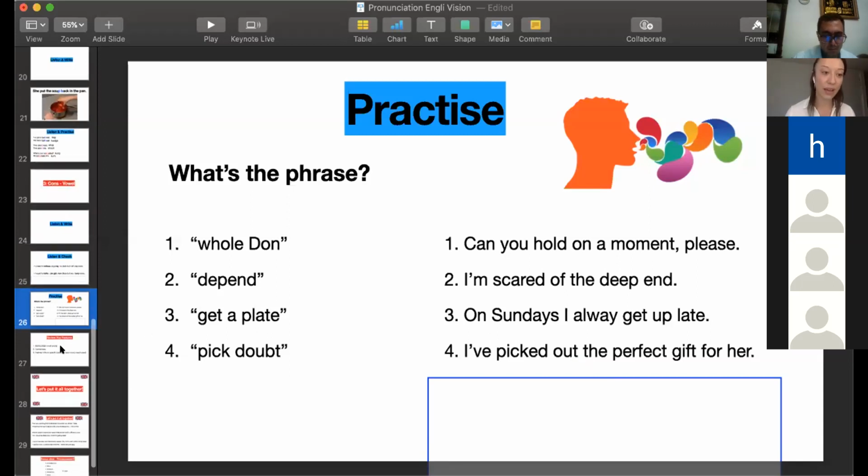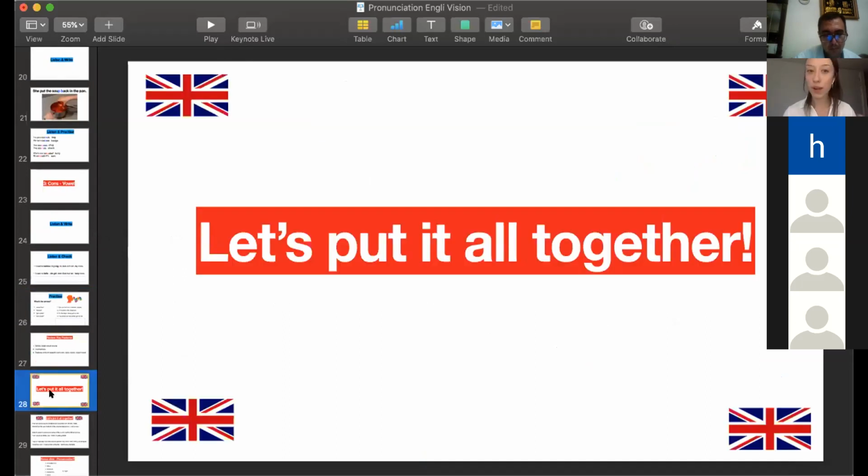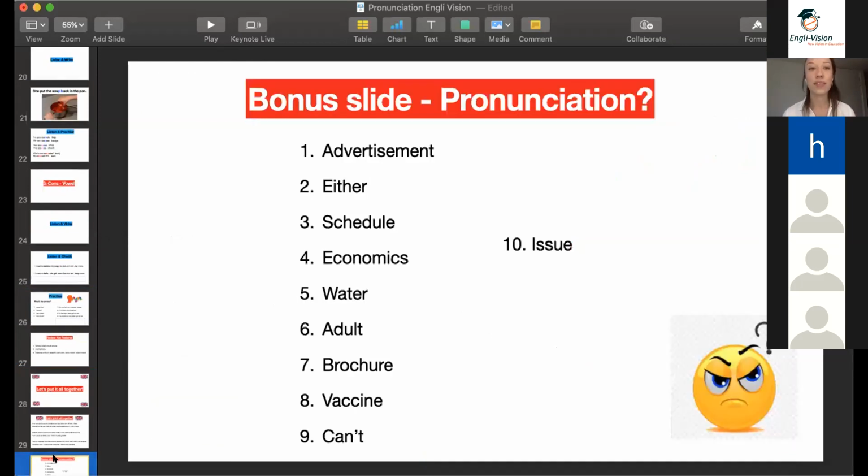Picked out. Okay. So we had a look at these three main features. We had a look at schwa, contractions, and fluent speech. Let's put it all together. But before we do that, have a look at these words. So I have some words here.